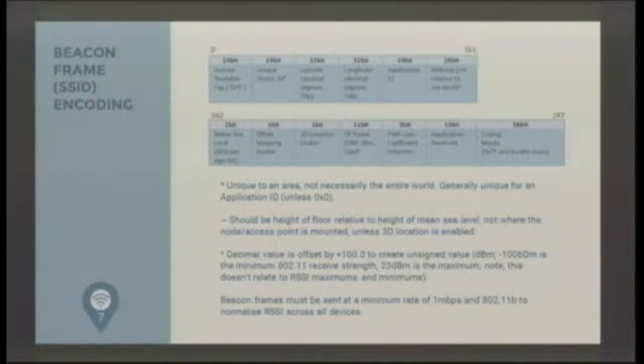We'll discuss that shortly. It is also backwards compatible with access points, but if you are looking to use it with an existing access point, you do need to set a minimum rate of 1 Mbps and 802.11b to make this work. Otherwise, the RSSI is not normalized. There are other techniques you could use to not use RSSI, but that's an extensible part of it.